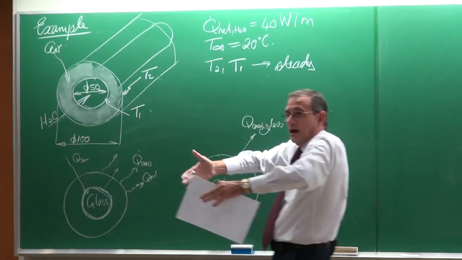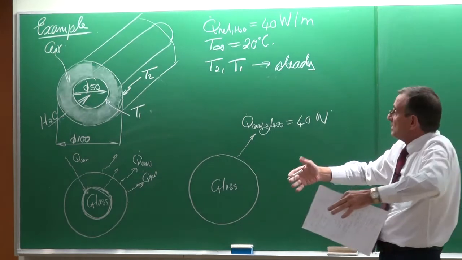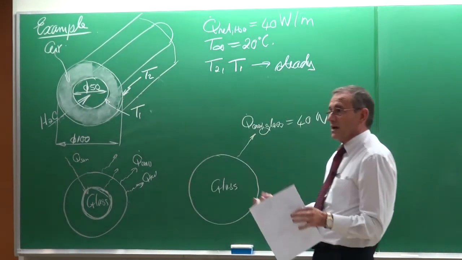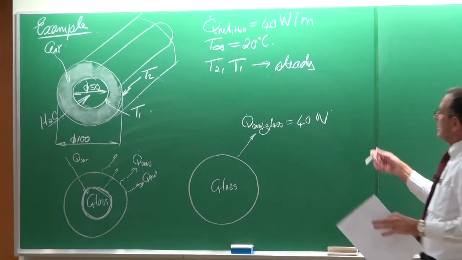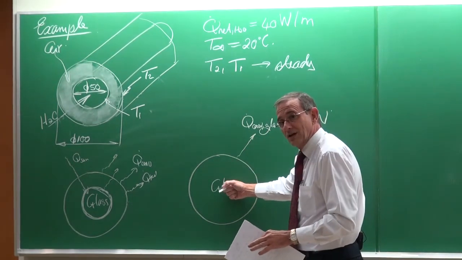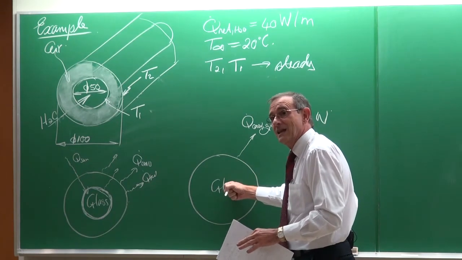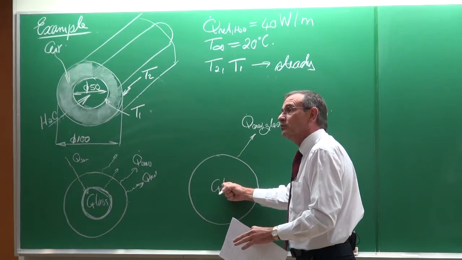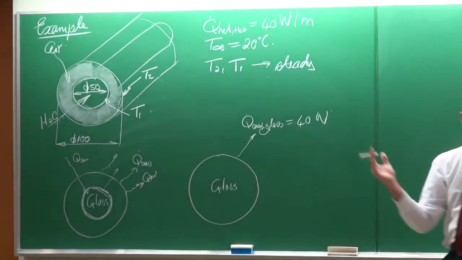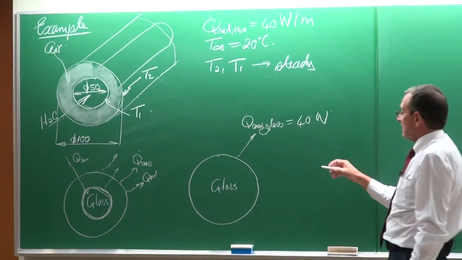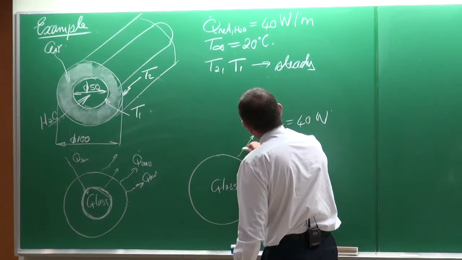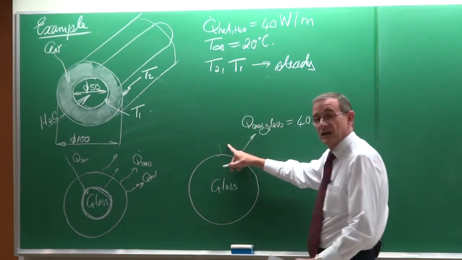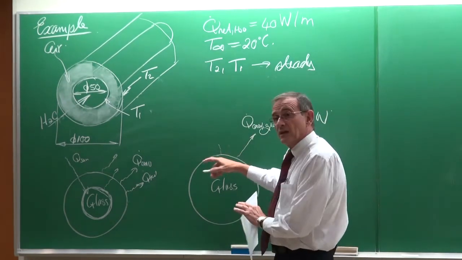Okay. And now we would like to see what happens with the temperatures on these two surfaces. What is coming in must go out. 40 watts goes to the water, okay. At the end, the net radiation. So that net radiation would be the total radiation which is going to be rejected to the environment.